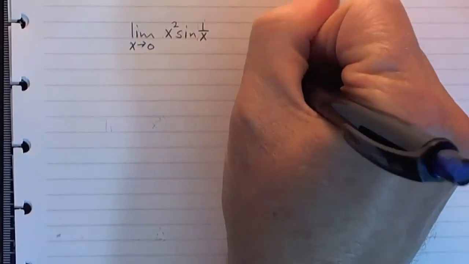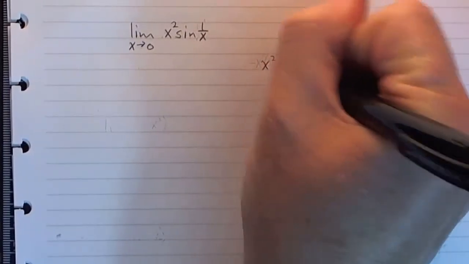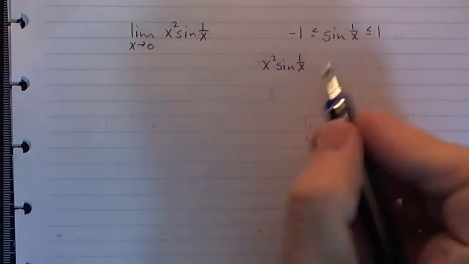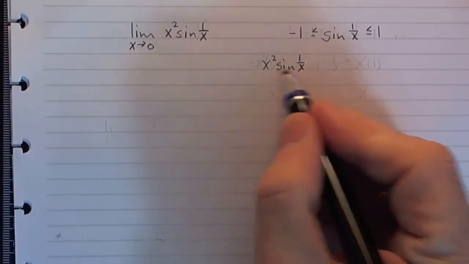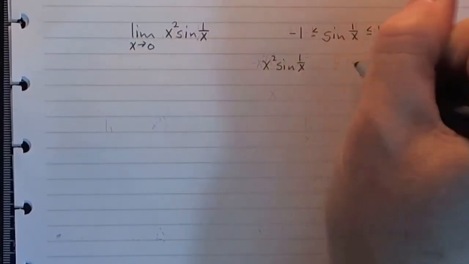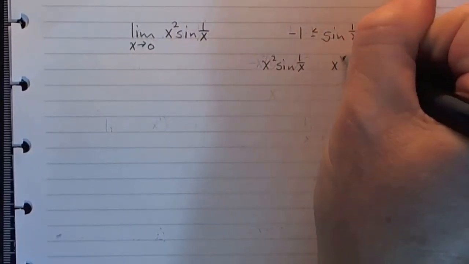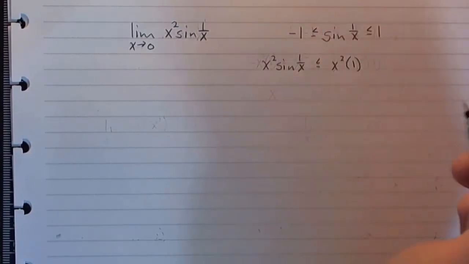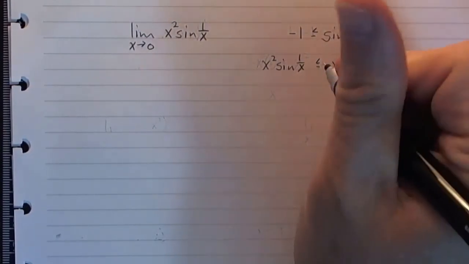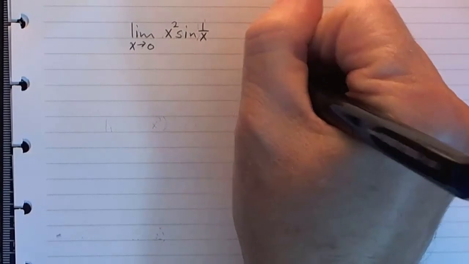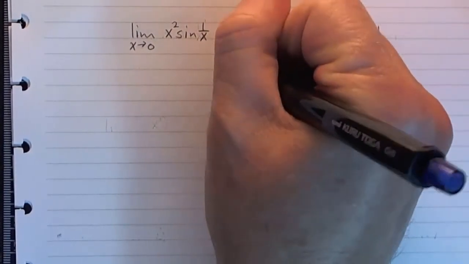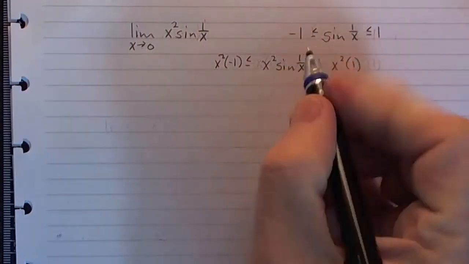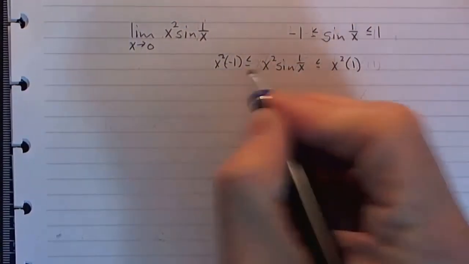So let's think about x squared sine of 1 over x. How big can this possibly be? Well, it could be x squared times 1. That's how big it could possibly be, so it's going to be less than or equal to that. How small could it be? Well, it could be x squared times -1. In other words, it's going to be between these two numbers.